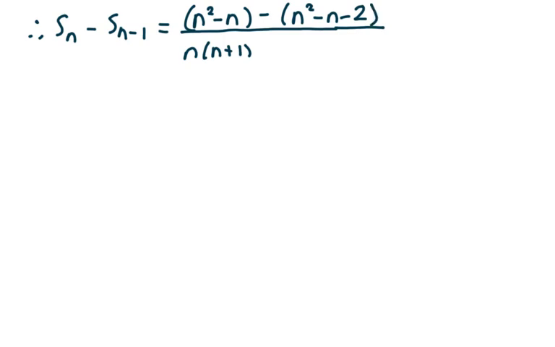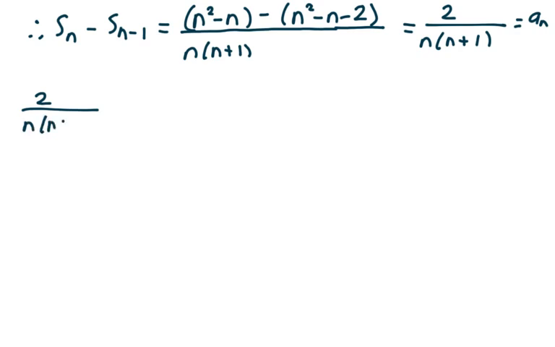Tremendous question. Okay? Now, we're in the home stretch. So this is 2 over n times n plus 1. And this is an. Now, I'm going to take 2 over n times n plus 1.